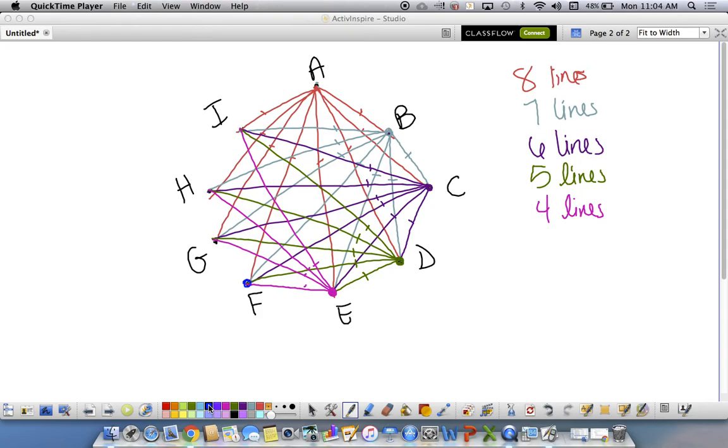Now we're at Fred. Fred needs to shake hands. Okay, he's already shaken hands with everybody before him, Adam and Brad and Charlie and David and Eric. So he just needs to shake hands with Greg and Harry and Ireland. How many handshakes did he have? 1, 2, 3. 3 lines or 3 handshakes. I've already done green. I've not done orange.